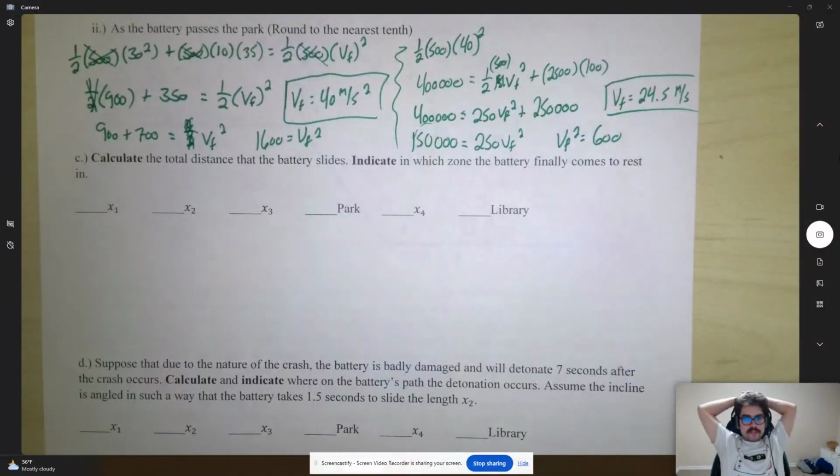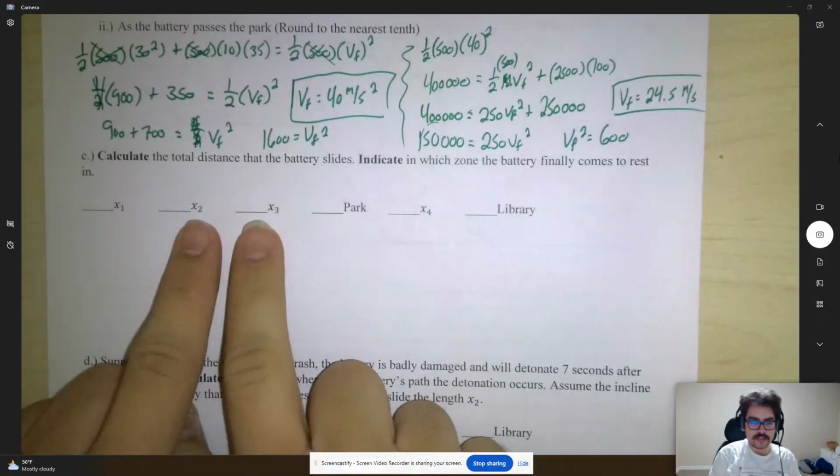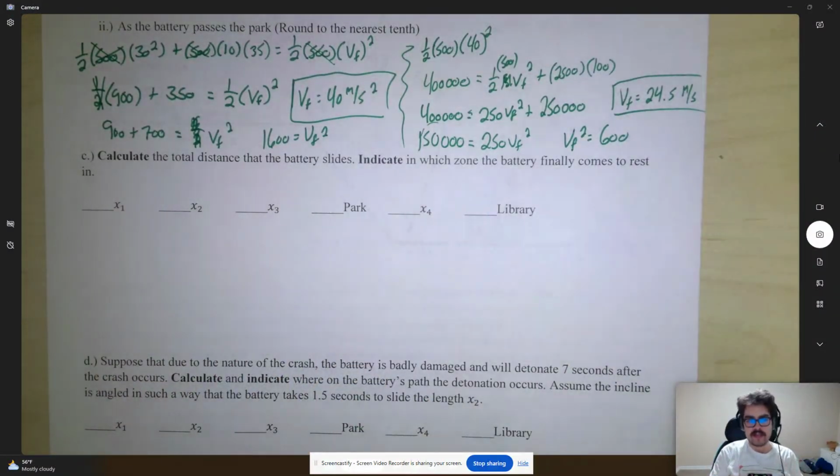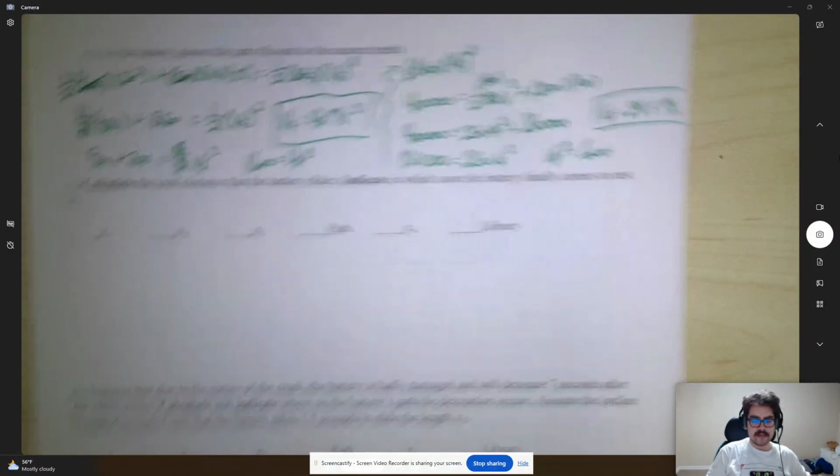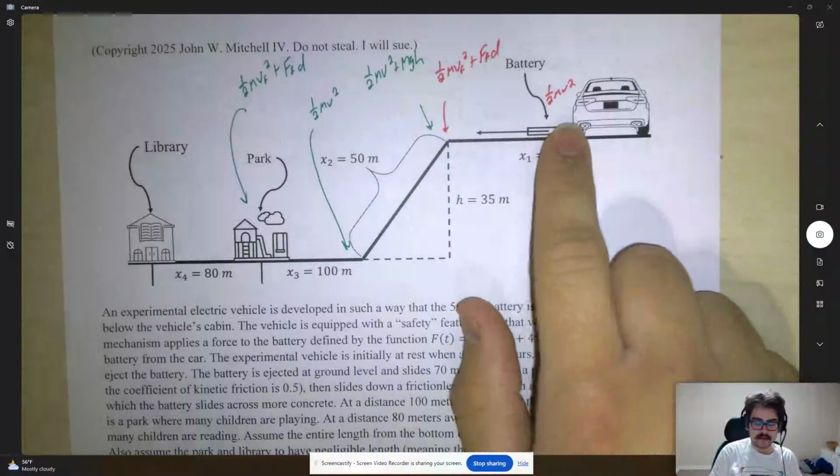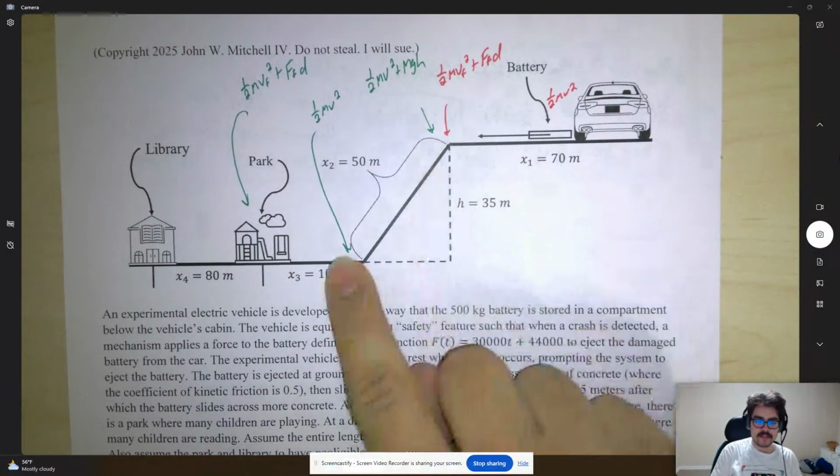Calculate the total distance that the battery slides. Indicate in which zone the battery finally comes to rest in. The total distance includes the distance in the first part, then down the incline, and then over the next part. It includes the first part plus the incline plus this.